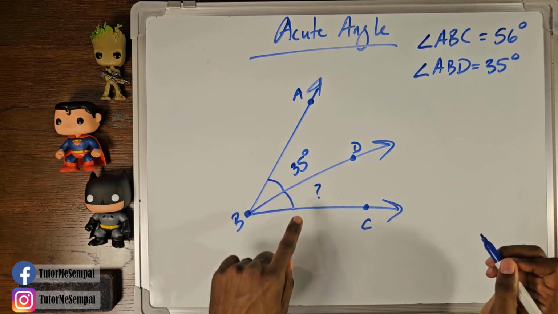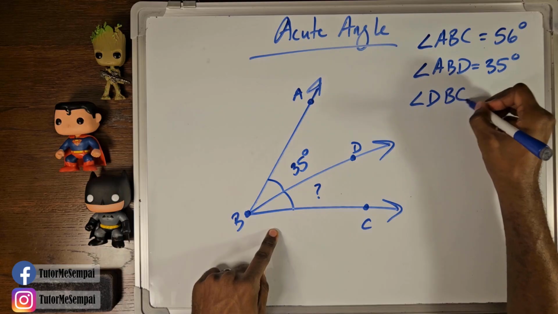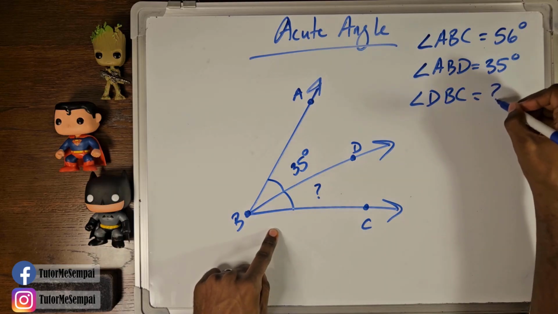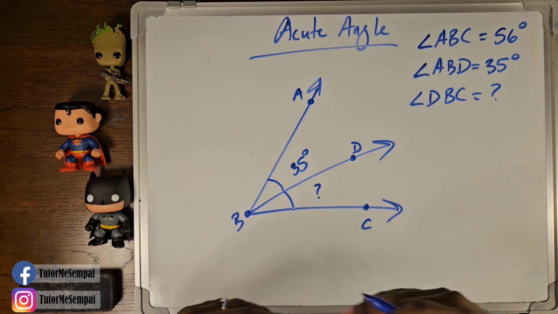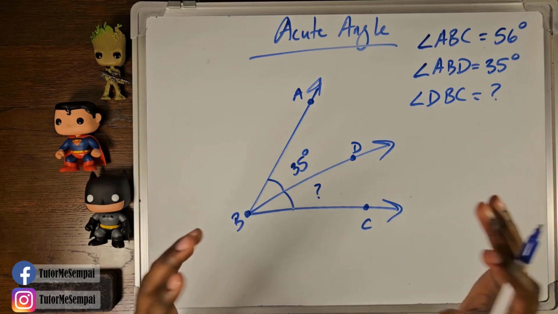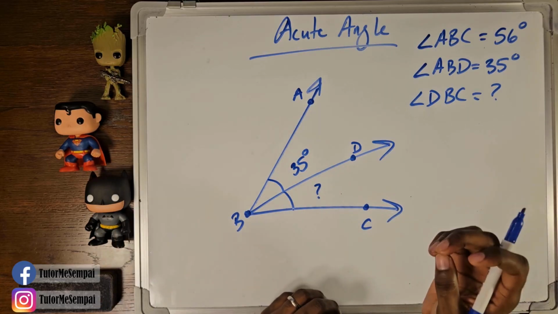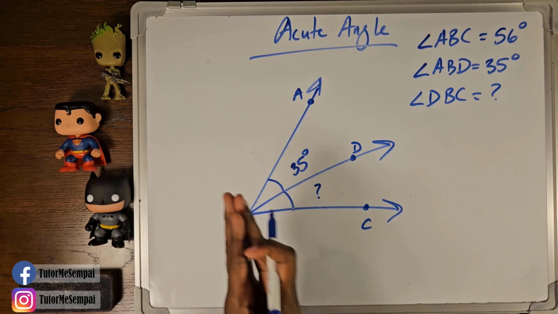35 degrees. Now we want to find what? Angle DBC. What is that angle? Notice, you don't have to assume anything here. You don't have to even remember what the acute angle is because that could be anything. They have to explicitly tell you what that angle measurement is when you have an acute angle.